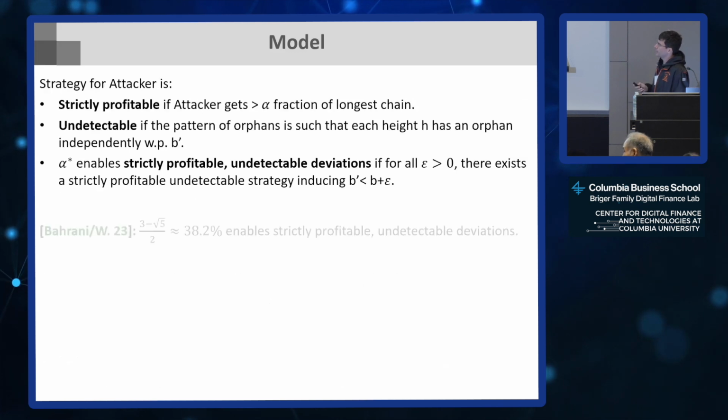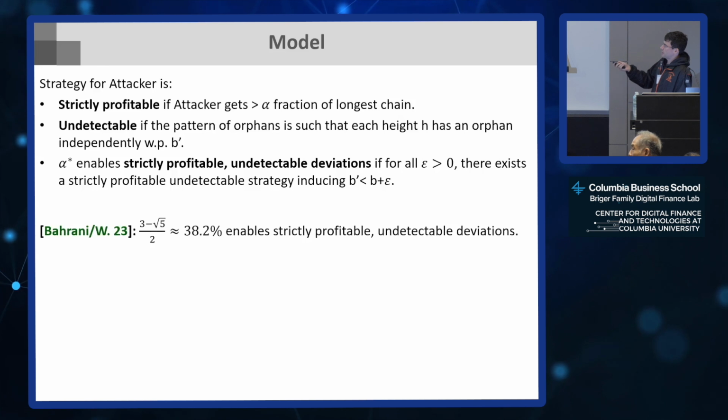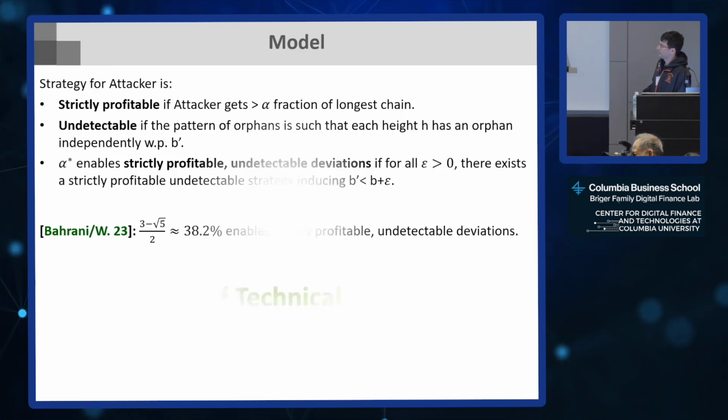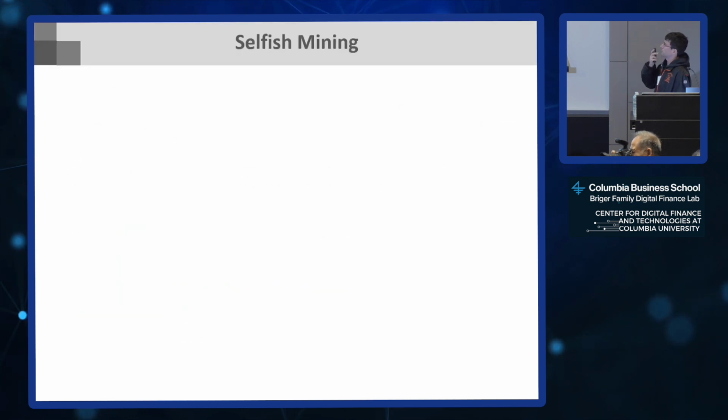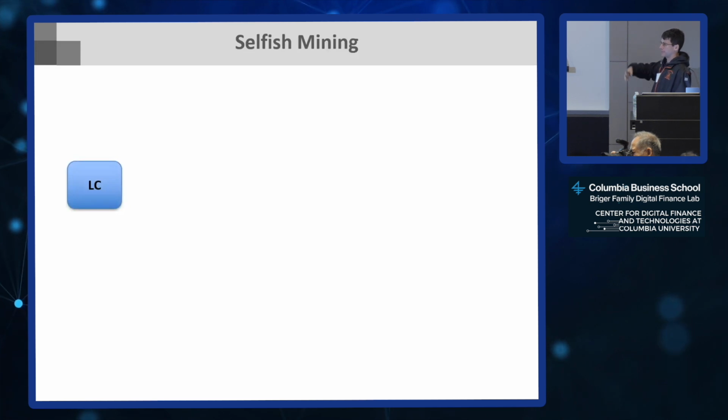And so the main result is basically that yes, there are strictly profitable, undetectable deviations, as long as you have at least this much hash rate. I will take a couple minutes to go through this and try to say what's the one thing you have to consider when thinking this through.